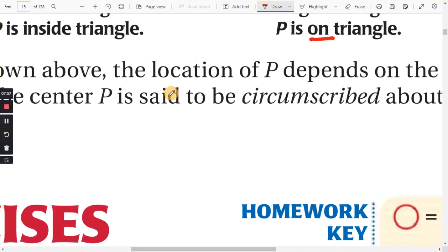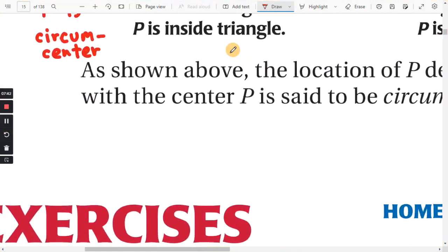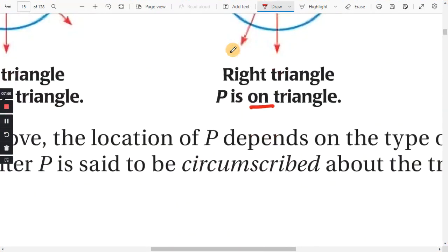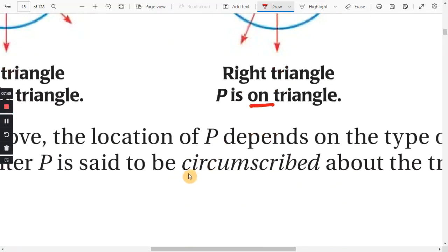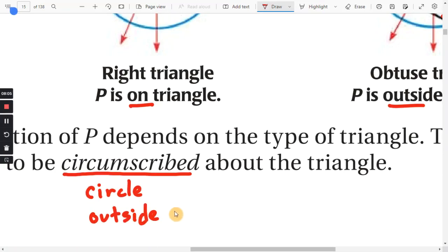All right, and last definition: when you draw the circle around the outside of the triangle, the circle is said to be circumscribed about the triangle. So when the circle is outside the triangle, it's said to be circumscribed.